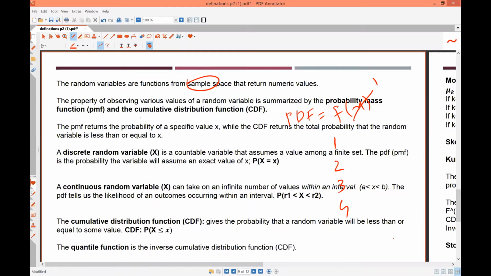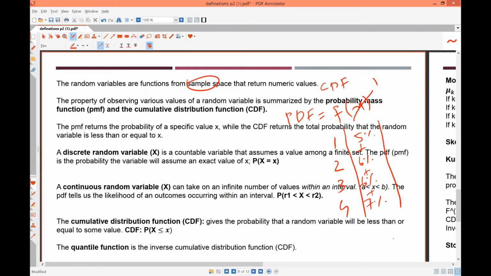What CDF does, CDF is the cumulative distribution function: it gives you the probability of that or less than that. For example, if we have 5% here, 6% here, 6% here again, and let's say 7% here again, what we'll do is add 5 plus 6 plus 6 plus 7.